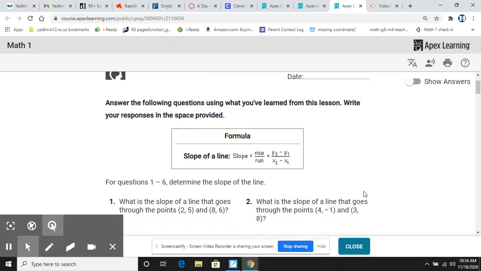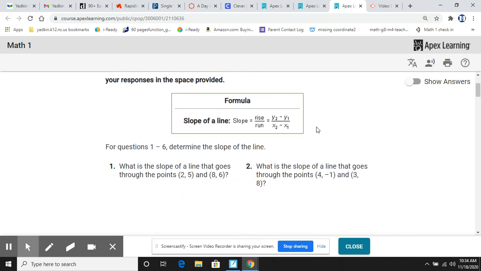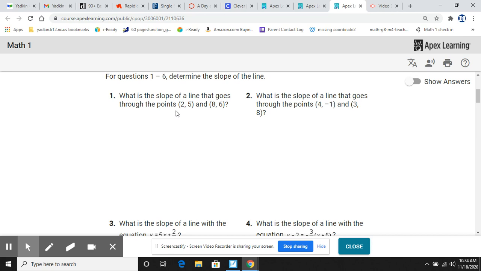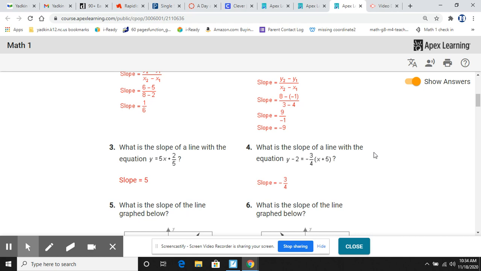Okay, so for the review, this is about linear equations. Slope of the line, there's the slope formula. What is the slope of a line that goes through the 2 points? I don't think you'd have any trouble. I'm going to show the answers again, even though you have a PDF showing the answers. I know you know how to use the slope formula, and that's all you do there.